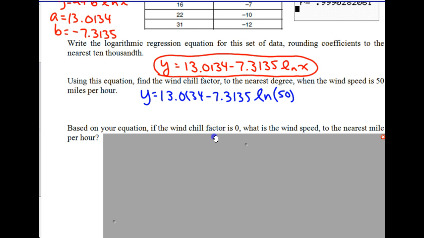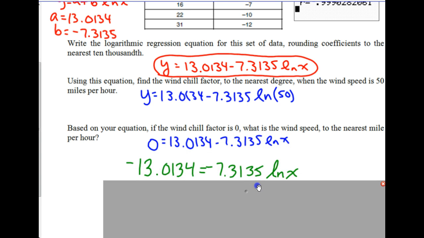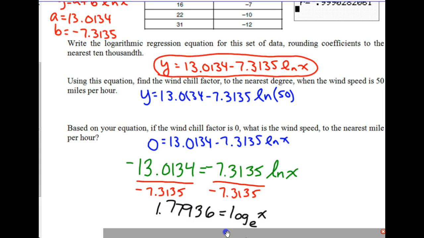So again, this is an interpolation question. It's in between. So I sub in 0 for the Y. Got to solve this logarithmic equation. So this is a good review of how we solve log equations. First, we want to get the natural log of X all by itself. So we can't subtract these 2 numbers. They're not like terms. This is the coefficient of this variable expression. I have to subtract the 13, and then I have to divide by the negative 7 number, and I get the natural log all by itself.